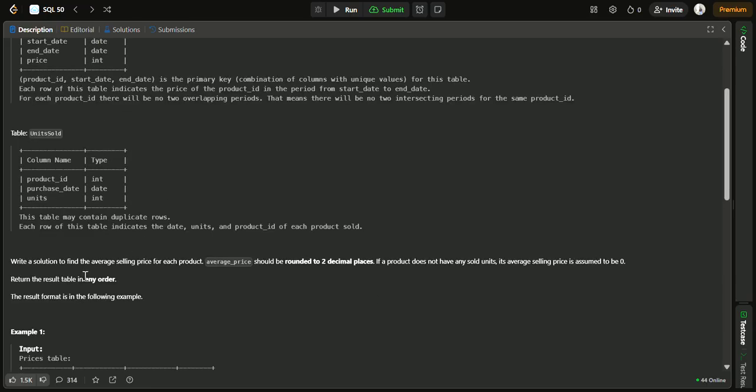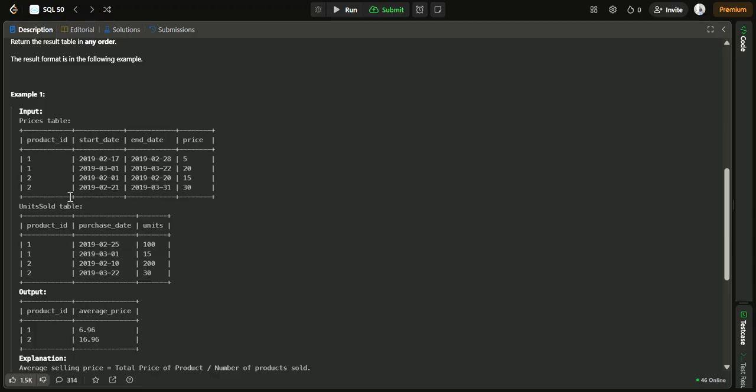Write a solution to find the average selling price for each product. Average price should be the number rounded to two decimal places. If a product does not have any sold units, its average selling price is assumed to be zero. This is important information. We'll see that later. Return the result table in any order.